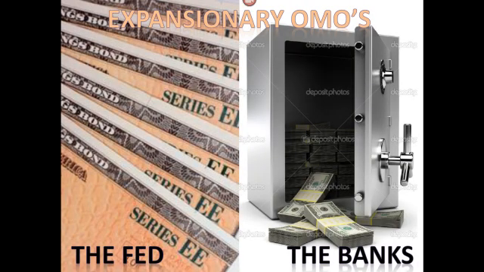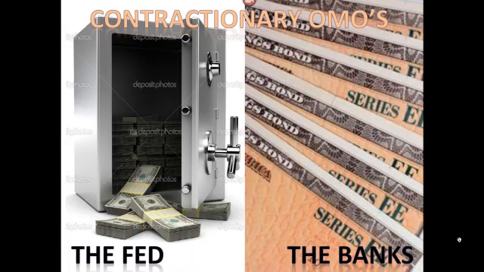When the money supply needs to be increased in the country, the Fed can simply buy more securities from the banks, which increases the amount of money banks have to loan out. This increases the money supply and lowers the interest rates. When the money supply needs to be decreased, the Fed can simply sell more securities to the banks, which decreases the amount of money the banks have to loan out. This in turn decreases the money supply and increases interest rates.